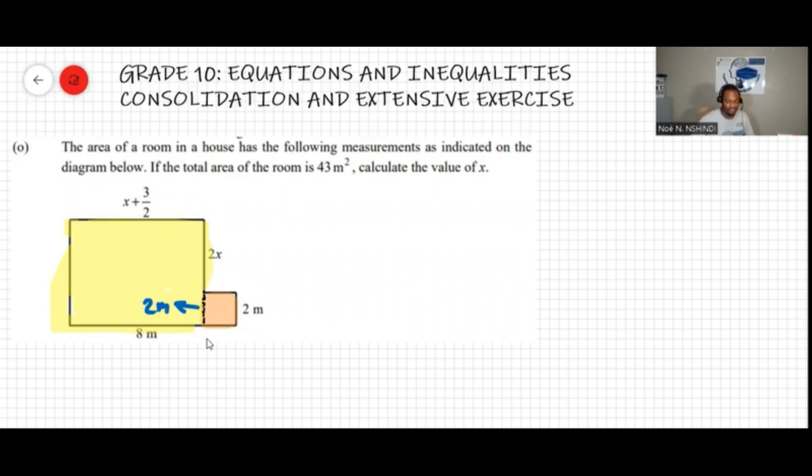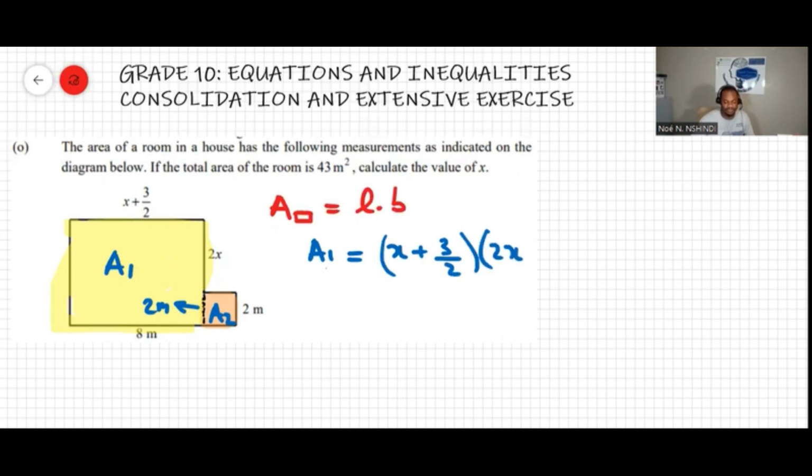So it's just a shape of a rectangle. We do know that the area of the rectangle is given by length times breadth. So this will be the area of the rectangle, which you can call area 1 or whatever, and area 2. Then area 1 will be equal to x plus 3 over 2 multiplied, and we can use brackets, by 2x plus 2.